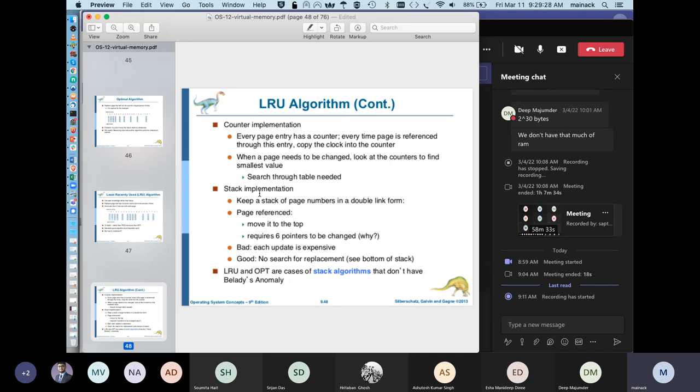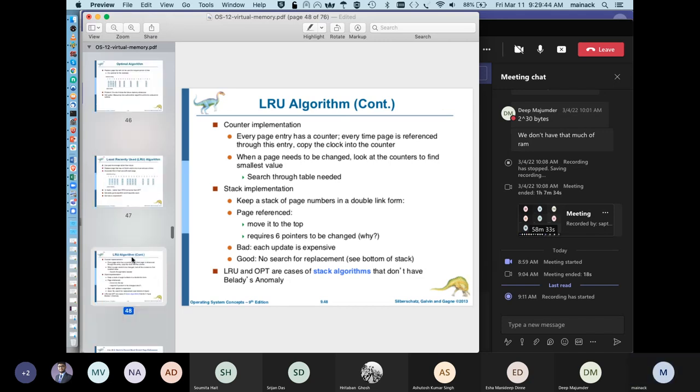So the second round of improvement, algorithmic and data structure based improvement, was stack implementation. In a stack implementation, essentially we keep a stack of page frames in a doubly linked list. And whenever a page is referenced, we move it to the top, and it requires 6 pointers to be changed.